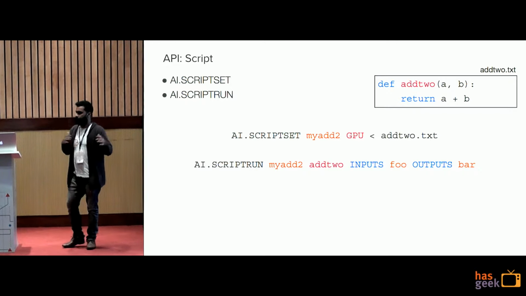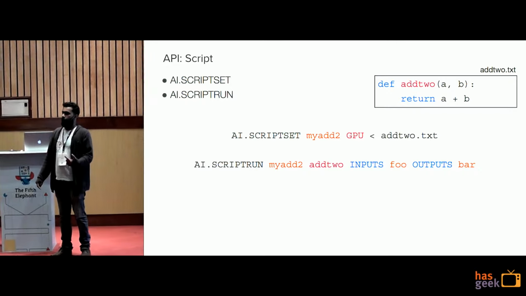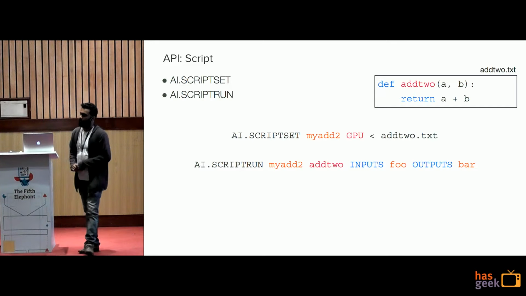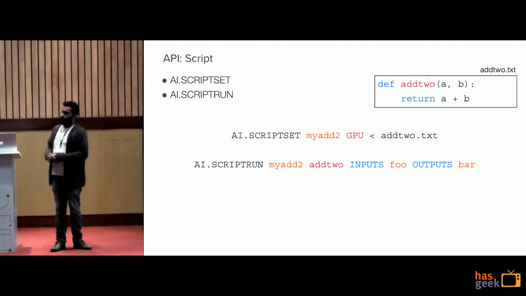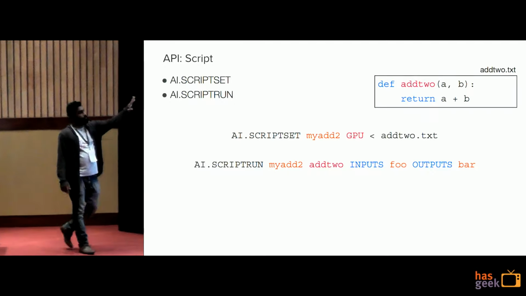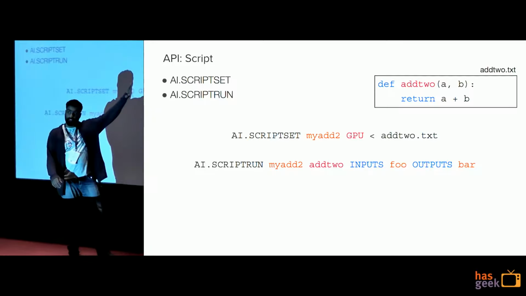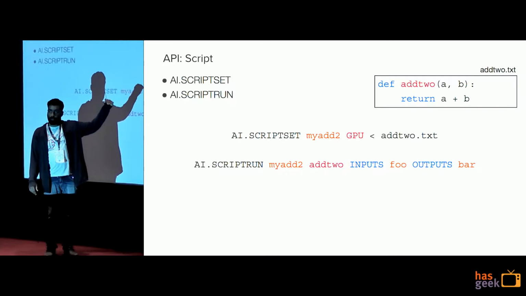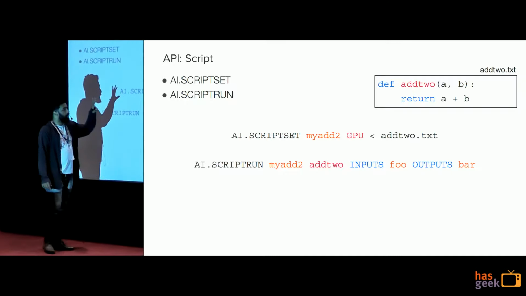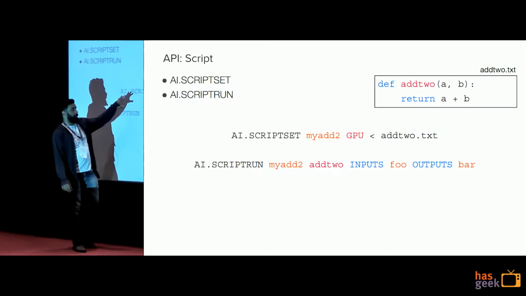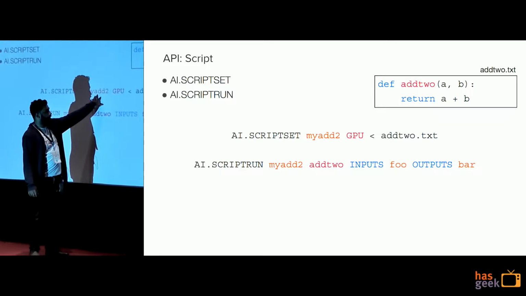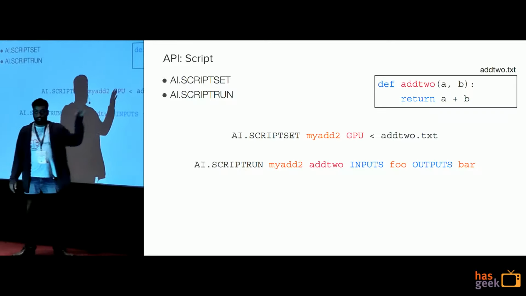Because one thing, pre-processing and post-processing running in Python won't be able to use GPUs, and since it is in a Flask server, you can't really scale it unless you use something like Kubernetes. But with the script, you write your Python function, and it can be in a text file. It just has to be a string. So this is a Python function that accepts 2 arguments and returns a plus b. And then you tell RedisAI to do a script set, and this is my file name. Set that on GPU, right?